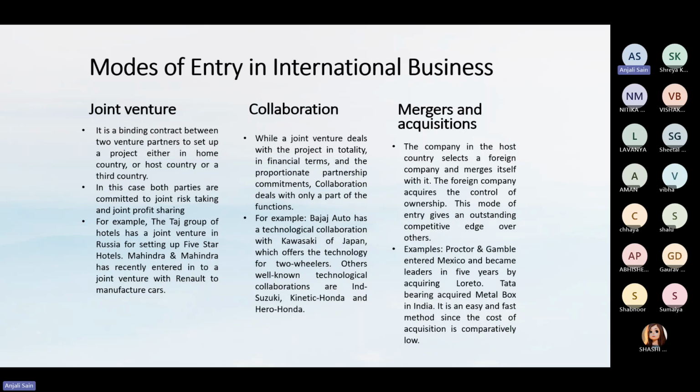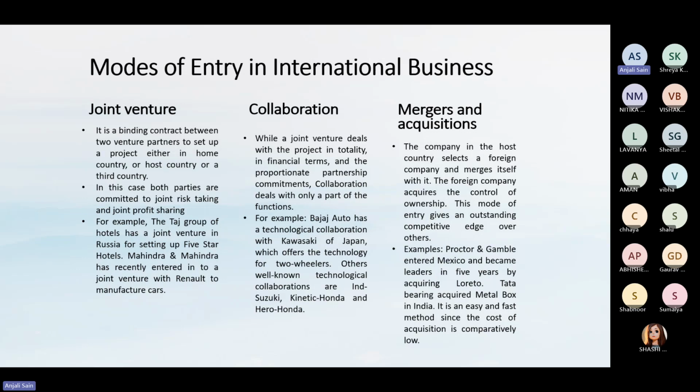Then we'll form a new company. Like, there is company A in country A. And there is company B in country B. ठीक है. A and B दोनों merge हो गए and they'll create some new company that is C.